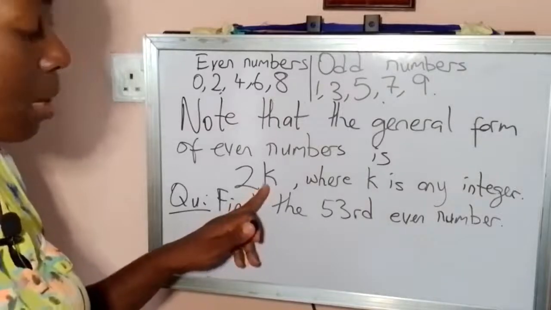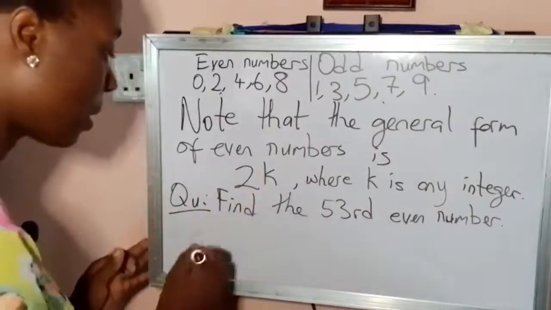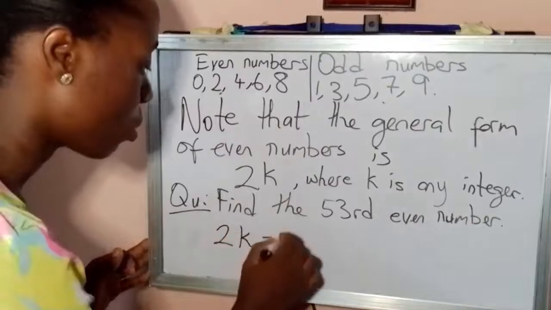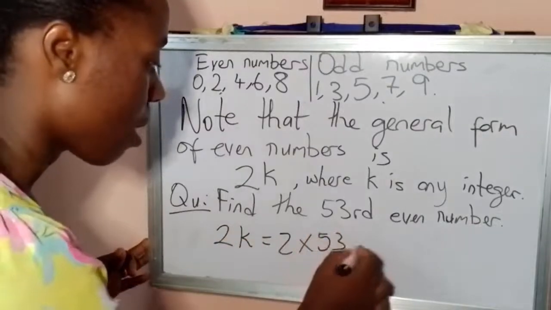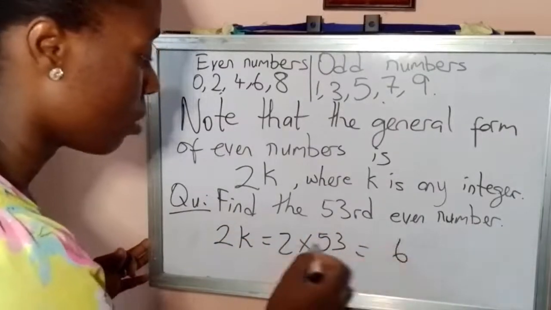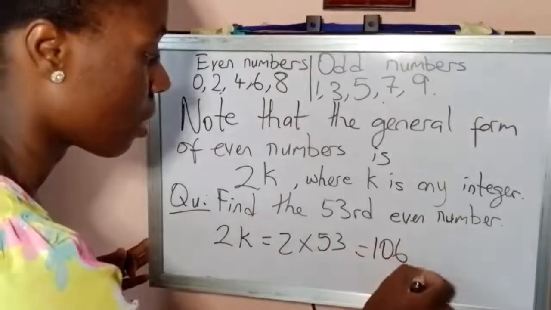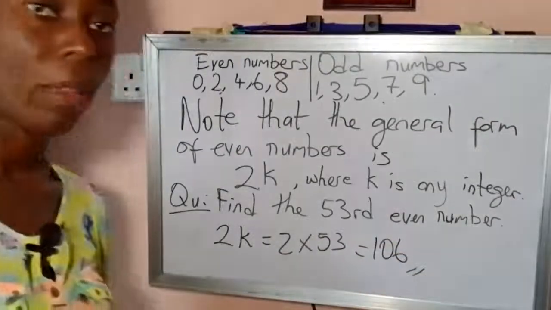What do you do? In the place where you have k, you simply put your 53 there. So we have 2k giving us 2 times 53. Now we have 2 times 3 is 6, 2 times 5 is 10. So this is our 53rd even number.